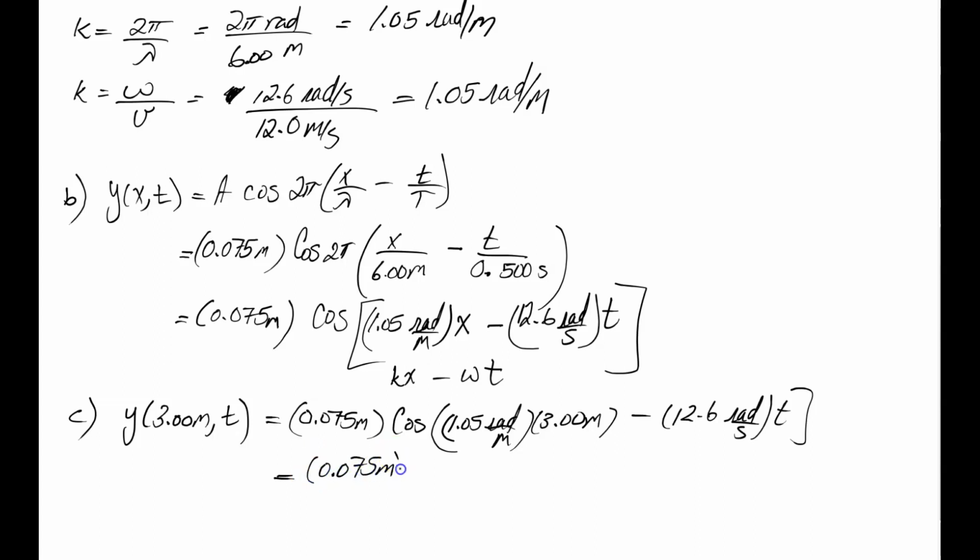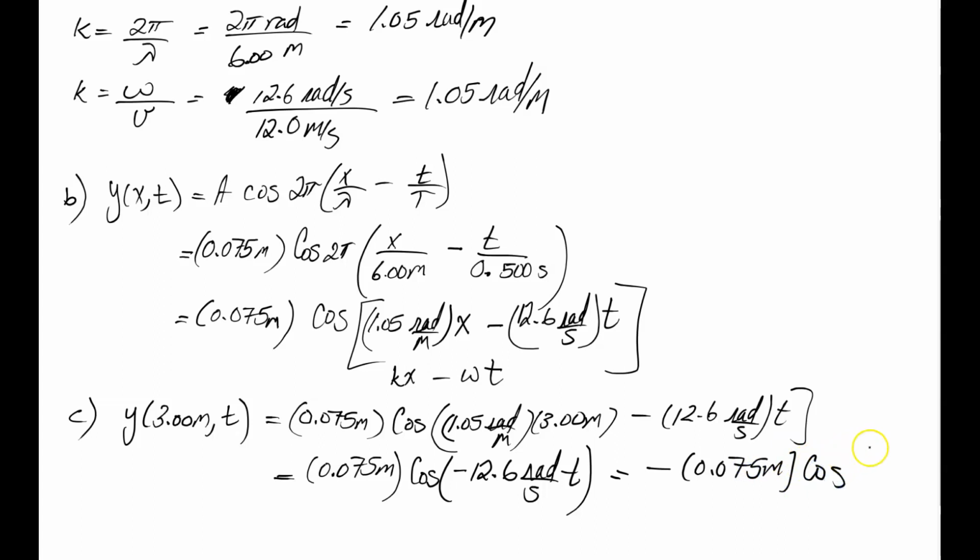0.075 meters cosine of negative 12.6 radians per second t, which is the same as minus 0.075 meters cosine 12.6 radians per second times t.